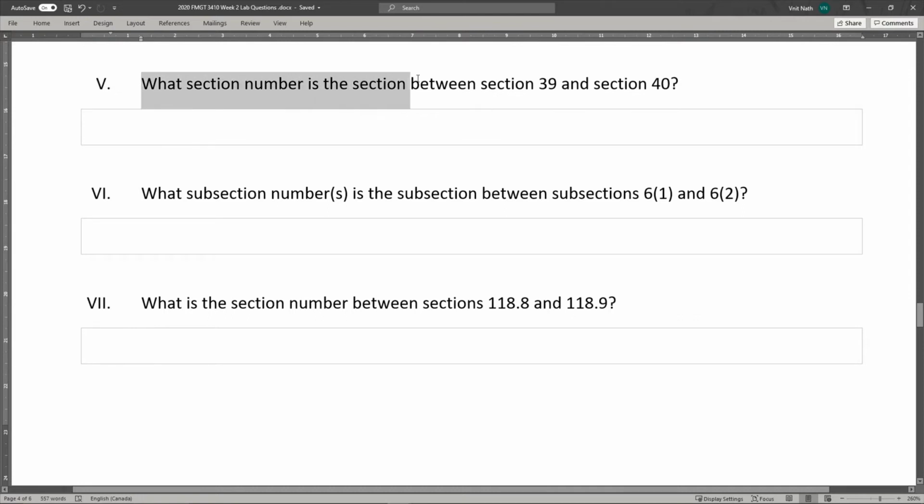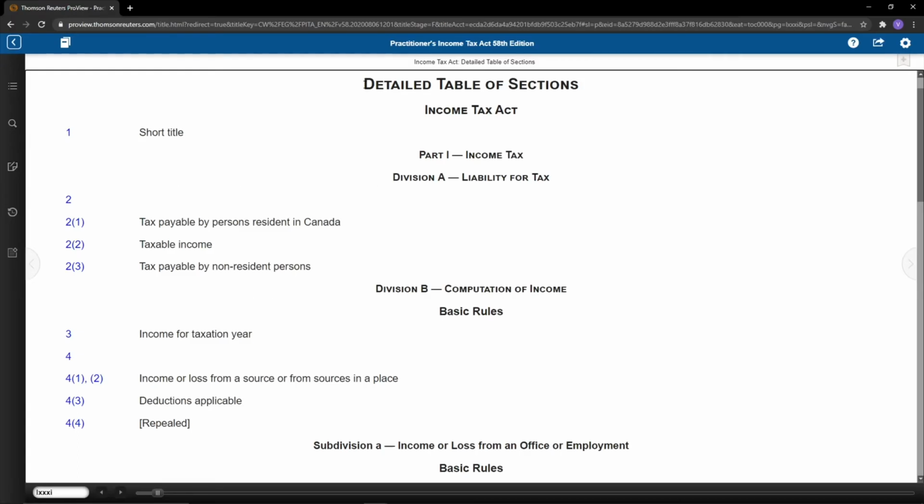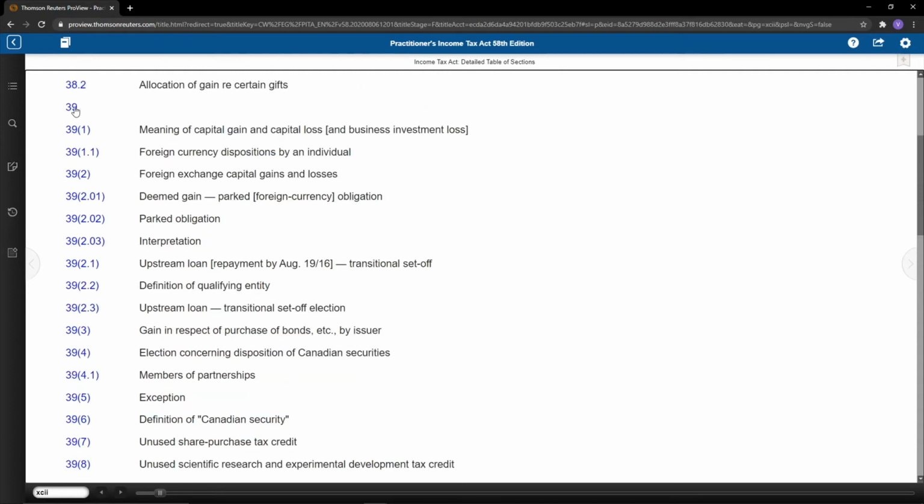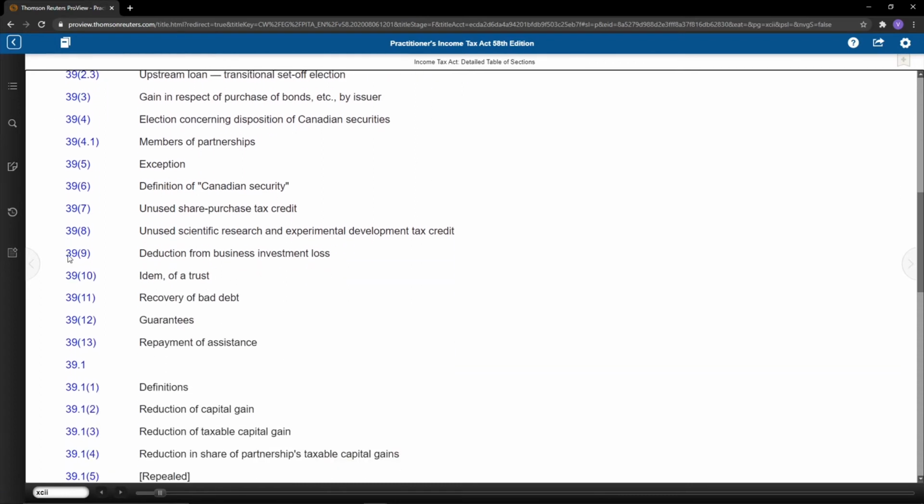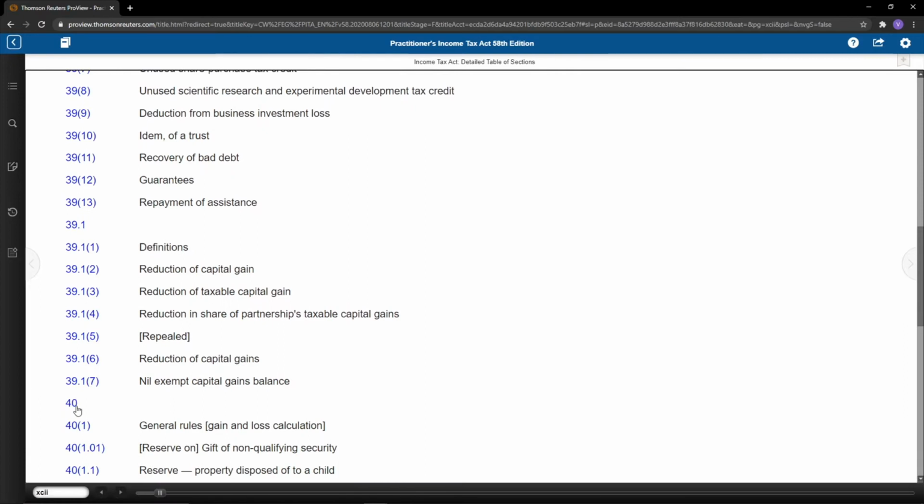Question 4, part 5. What section number is the section between section 39 and section 40? Hey, that should be an easy one for us by now, right? You've got this. Give it a try. Go back to the detailed table of sections and find section 39. We were asked what section is between section 39 and section 40. Section 40 is down here on my screen.